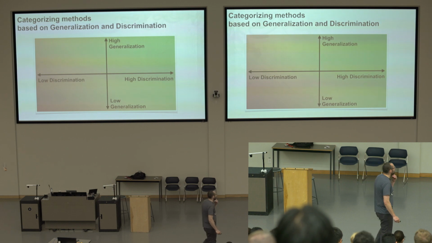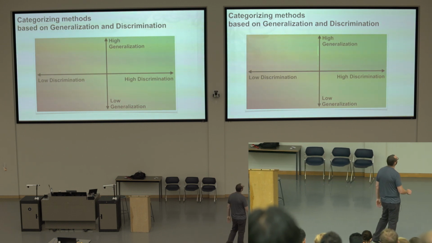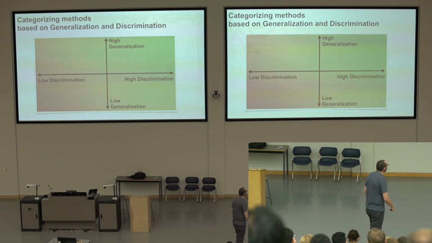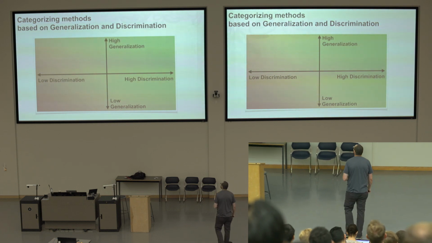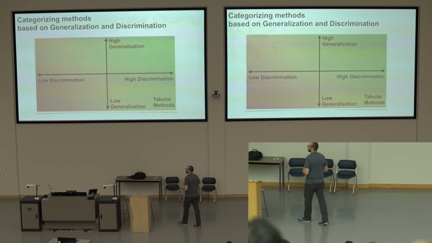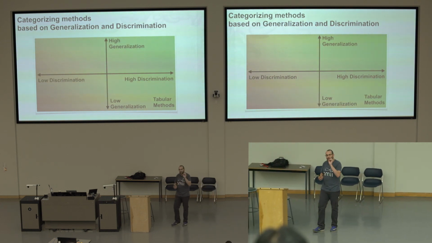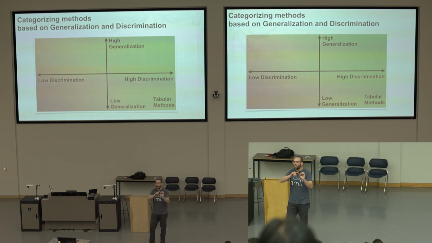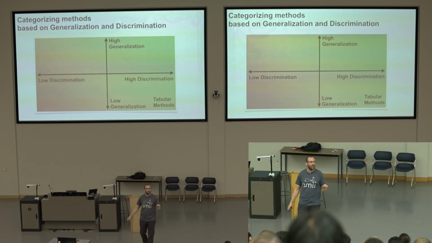And so this kind of creates a 2D plot. So we have generalization on this axis and discrimination on this axis. And so there's a couple interesting points in this plot. One is tabular methods, very high discrimination, right? We learn a table value for every single state independently. So updating one table value does not affect the values of any of the other states, okay?